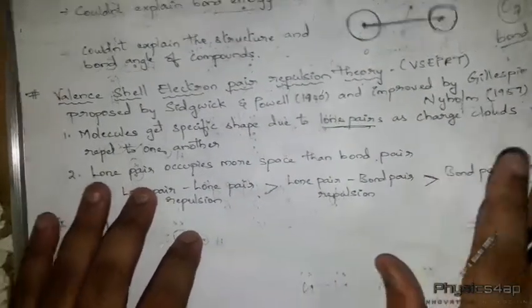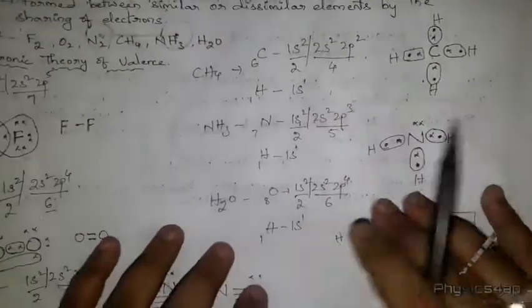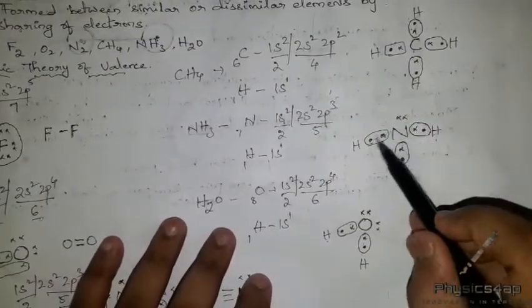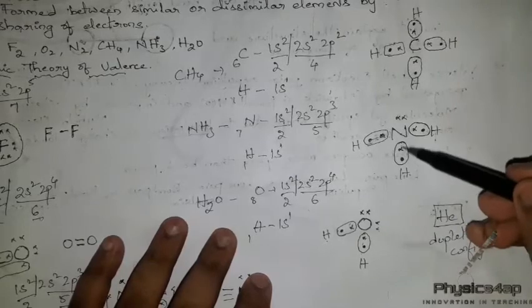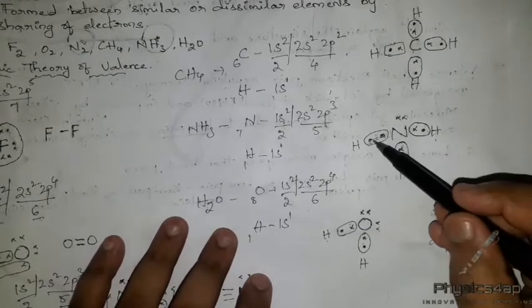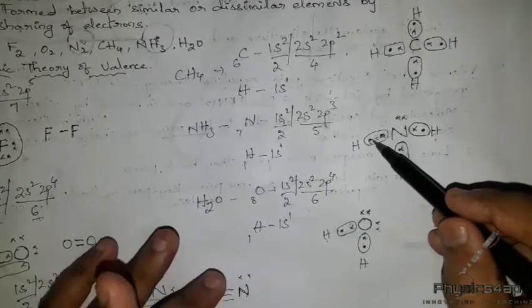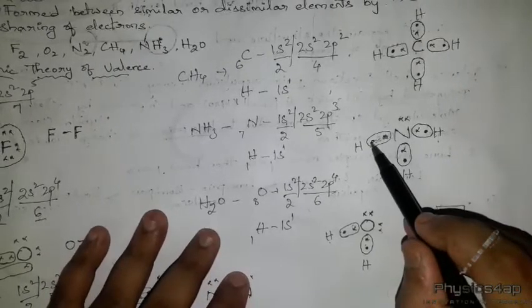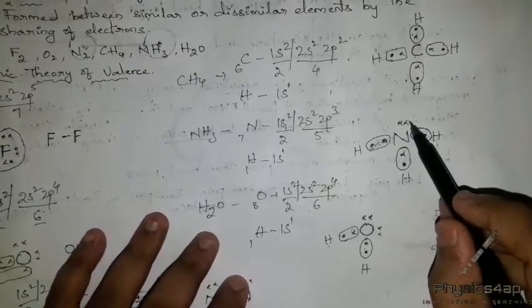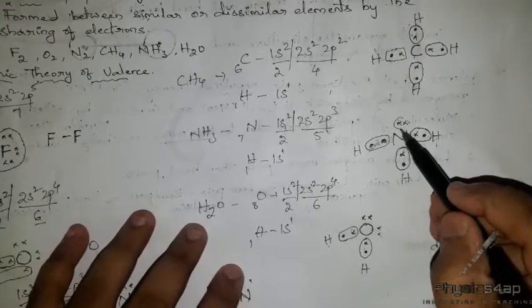Lone pair and bond pair: as you see in what we discussed previously, these are called bond pairs. A bond pair is the electron pair which participates in the bond formation. The electron pair which does not participate is called a lone pair.